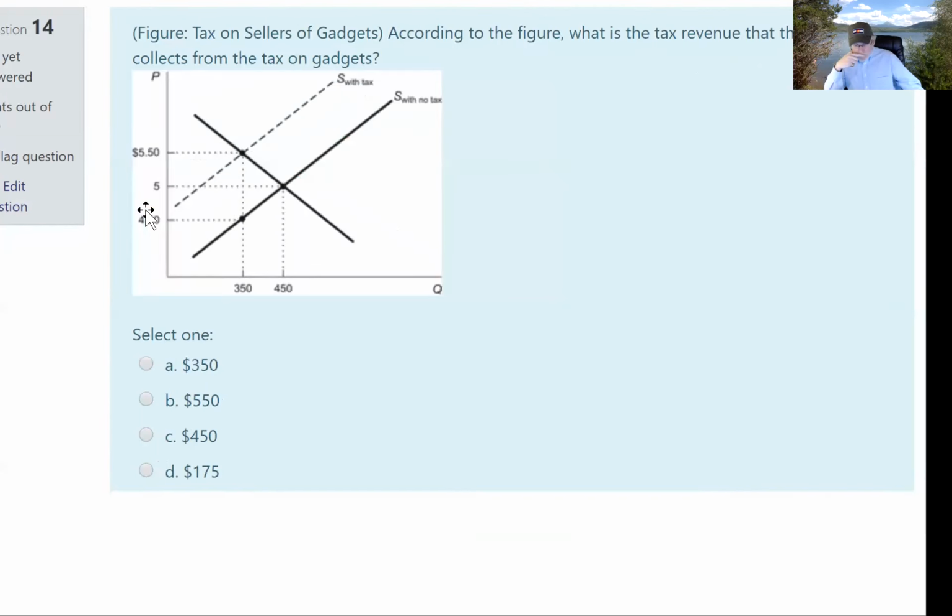14. According to the figure, what is the tax revenue that the government collects from the tax on gadgets? This is very similar to the previous question, but it asks for something a little bit different. Where was the original equilibrium? It was right here, and that's the demand curve. That's the supply with no tax. We impose the tax, supply shifts up, which is a decrease in supply. Where's the new equilibrium?